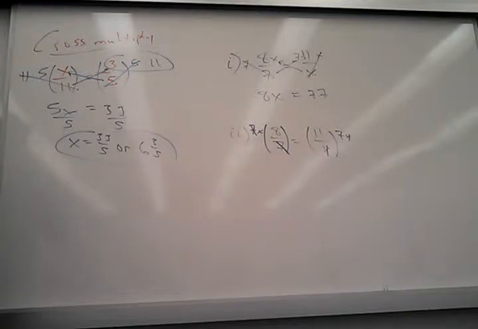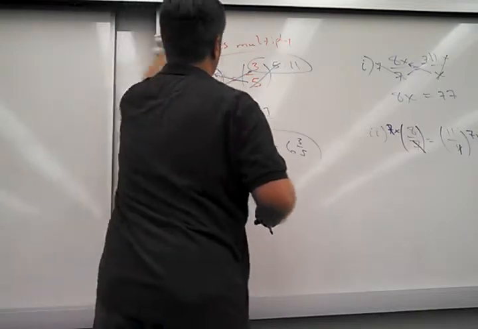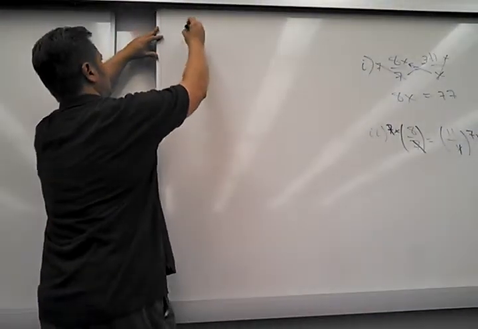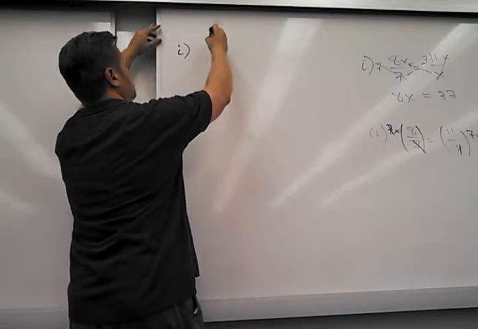I like it. I get it. Sweet. Okay. So you guys try these two. It's like this problem here, the 3x. We would cross multiply that.